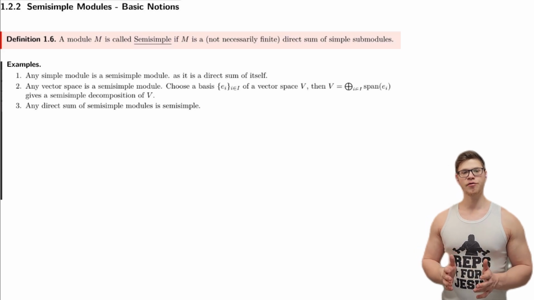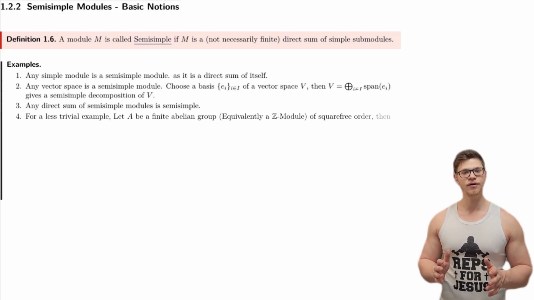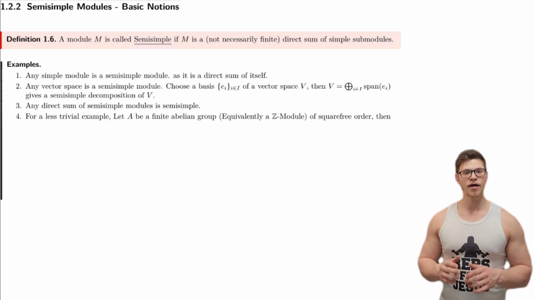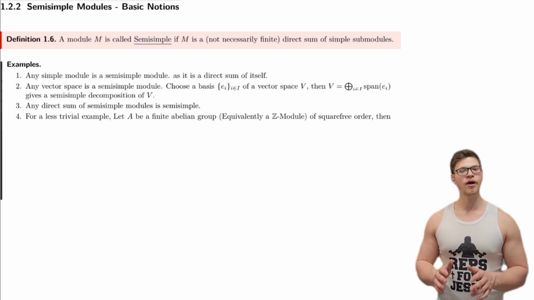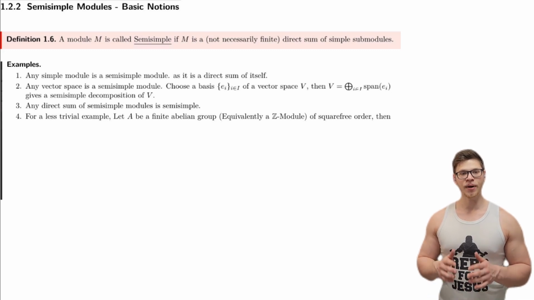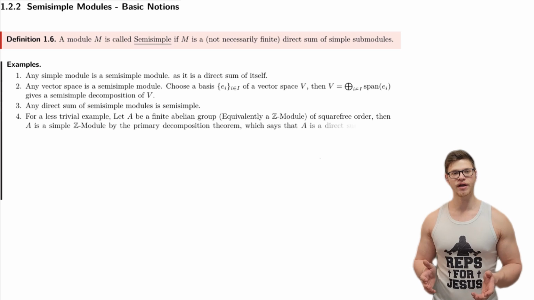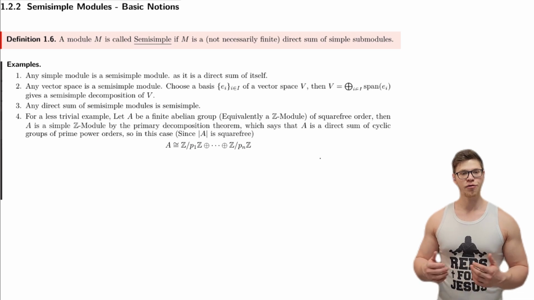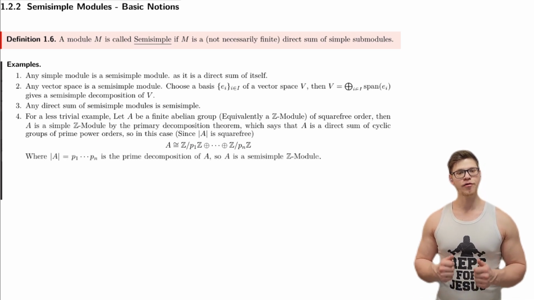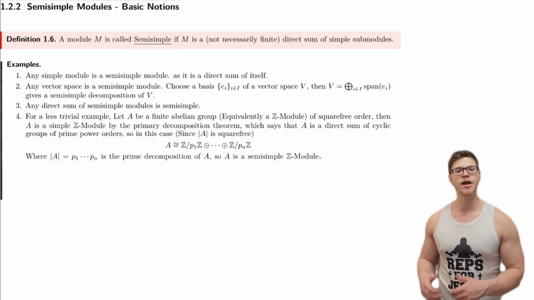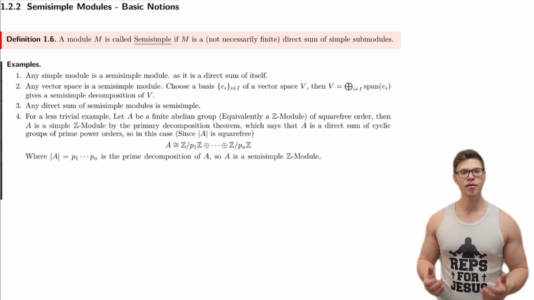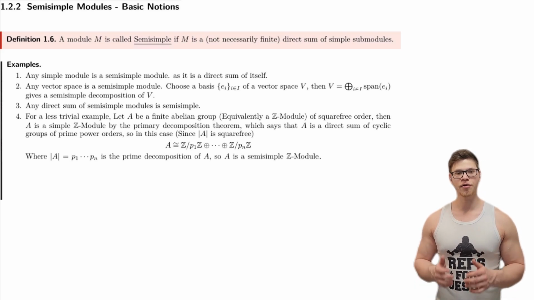And for a less trivial example, let A be a finite abelian group of square-free order. So the prime factorization of the order of A has one factor for each distinct prime appearing in it. So for example, 10, which is equal to 2 times 5, is a square-free number. By the primary decomposition theorem for finite abelian groups, A is isomorphic to this, where the p_i are distinct primes, and the order of A has a prime decomposition p_1 times ... up to p_n. So A is a semisimple Z module, since it is a sum of simple modules, i.e. cyclic groups of prime order.